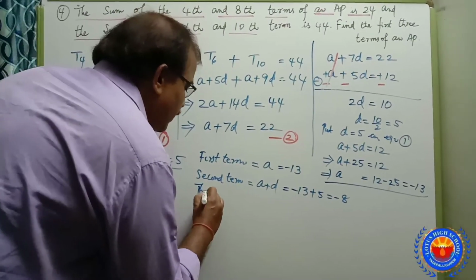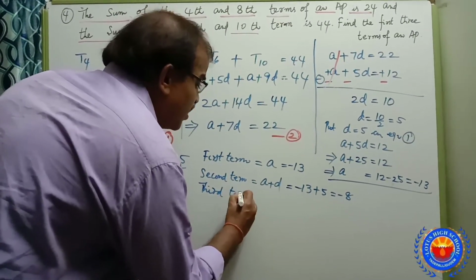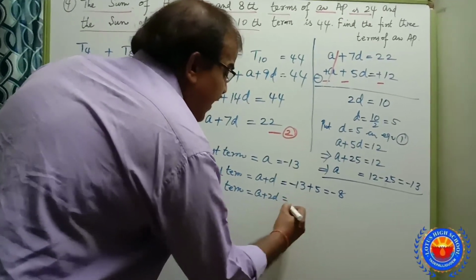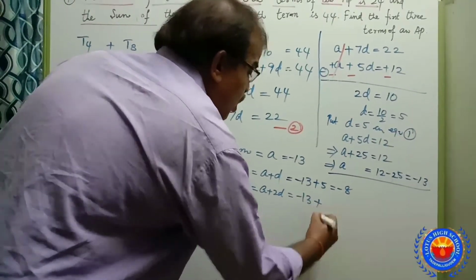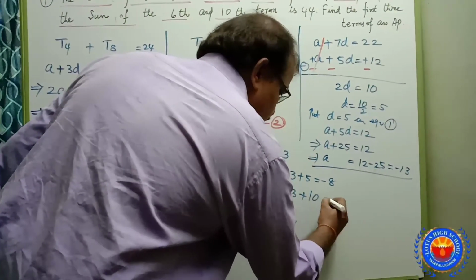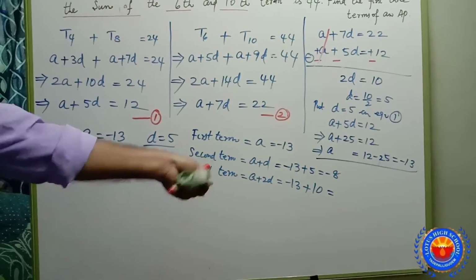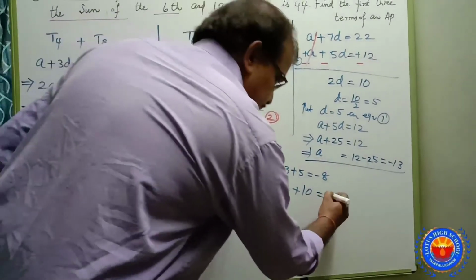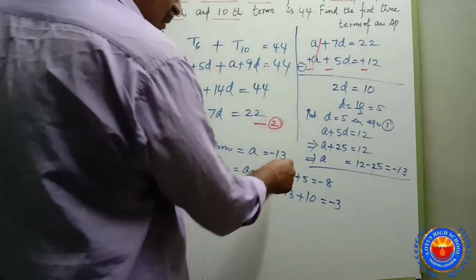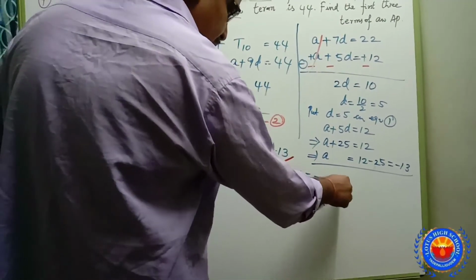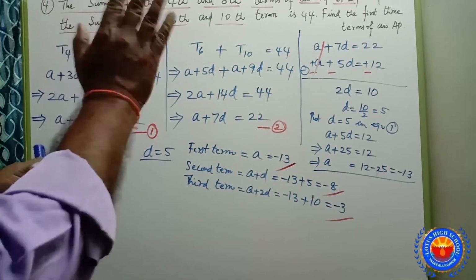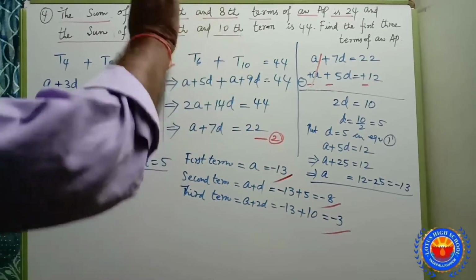Third term is equal to A plus 2D. A is minus 13, D is 5, so 2D is 10. So this is minus 13 plus 10, which is minus 3. Very interesting. So the first term is minus 13, the second term is minus 8, and the third term is minus 3. They are asking only 3 terms, so 3 is enough.